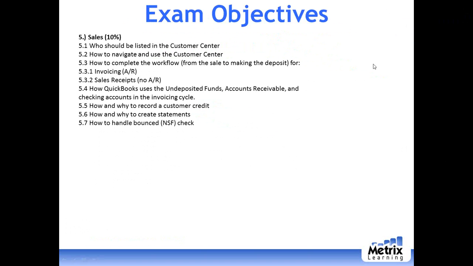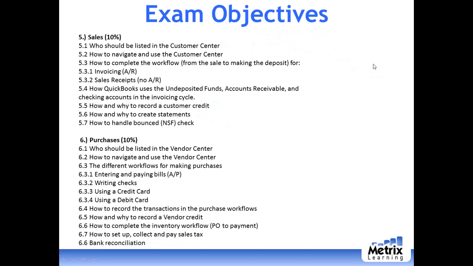So area number 6 is purchases. So again, this is 10% of the exam, so give or take about 5 questions. So who should be listed in the vendor center? That would be vendors. So that's anyone you pay, which can mean subcontractors, utility companies, your landlord, tax agencies, suppliers, and so on. Also, how to navigate and use the vendor center.